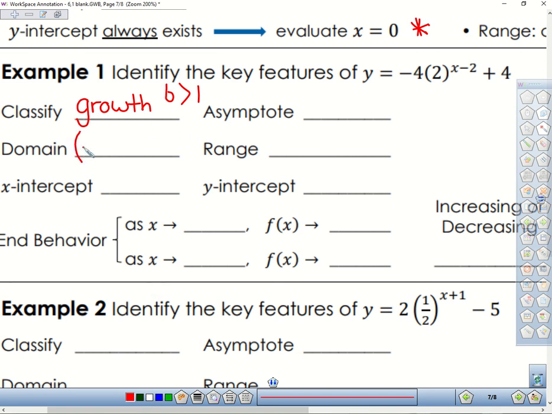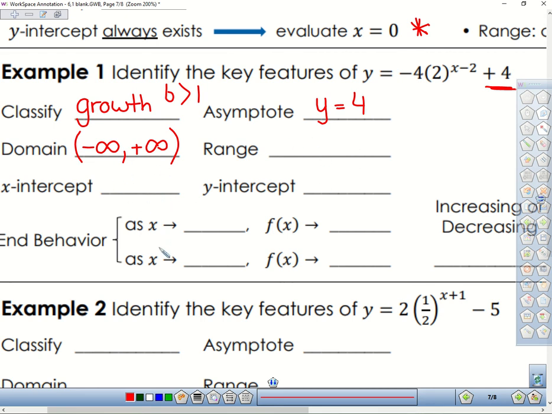Now your domain for any exponential function is always negative infinity to positive infinity, or all real numbers, same thing. Your asymptote is always, I'm going to go a little out of order, you're going to see. Your asymptote is always y equals what? k, which is what? 4. This number at the end right here. If it doesn't have one of those, it's 0. Range, we wait for the graph.